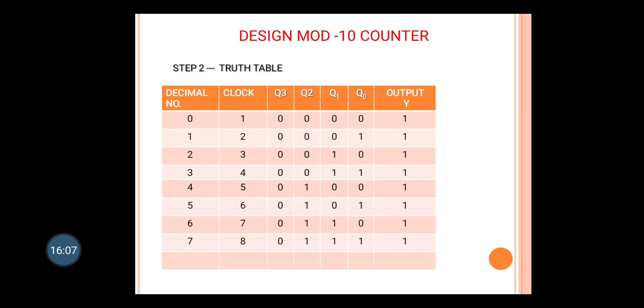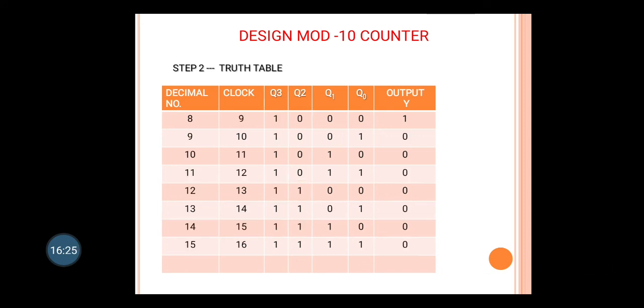Then form the truth table, with decimal number and clock pulse. Here 4 inputs are there, named Q3, Q2, Q1, Q0, and the output Y. And here you can see the number of clock pulses I want to count is 10. So from clock pulse 1 to 8, output is 1, then 9 is also 1. So till clock pulse number 10, output is 1, and the rest, 11, 12, 13, 14, 15, 16, we don't require, so there it is 0.